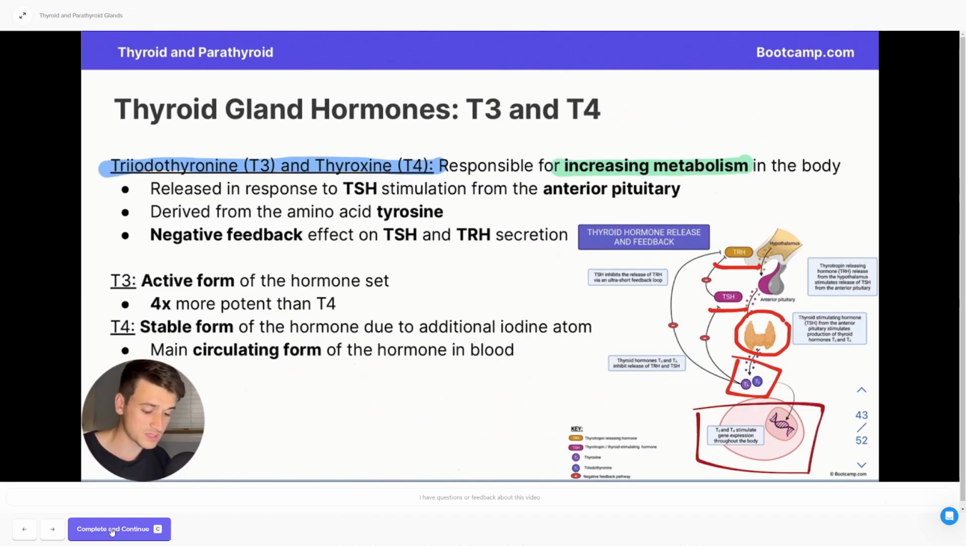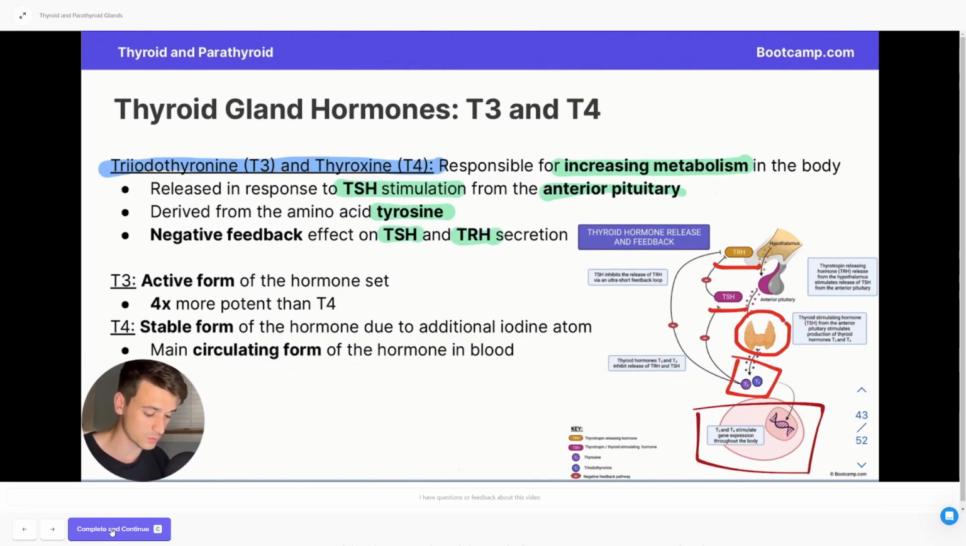As we mentioned, both T3 and T4 are going to be released from the thyroid gland in response to the release of TSH from the anterior pituitary gland. They are both in fact derived from the amino acid tyrosine, which you can remember as the 3 T's, and both of them have very important negative feedback functions for TSH, thyroid stimulating hormone, as well as TRH, thyrotropin releasing hormone, which goes on to stimulate the release of TSH. Now it's time to break into the things that make them different.